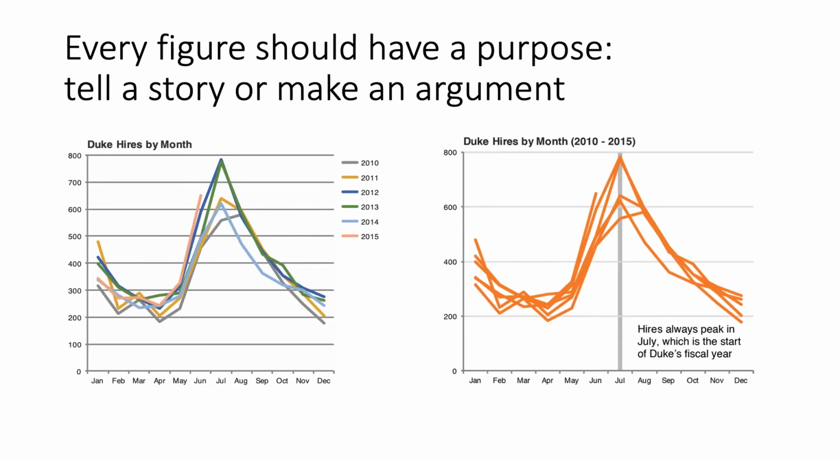Okay? So I simplified the color scheme. I tried to change the title to make it clear that I've got multiple years there. And then I added annotations that weren't there by default. So this gray bar to draw people's eyes, and this text. Hires always peak in July, which is the start of Duke's fiscal year. Okay? So now people go into this figure, hopefully still with enough context, no distortion, but it's clear to them why I put the figure in and what they should be looking at. And then as long as I haven't screwed anything else up, they can decide how strong my arguments are, you know, whether I really have data to support that argument.